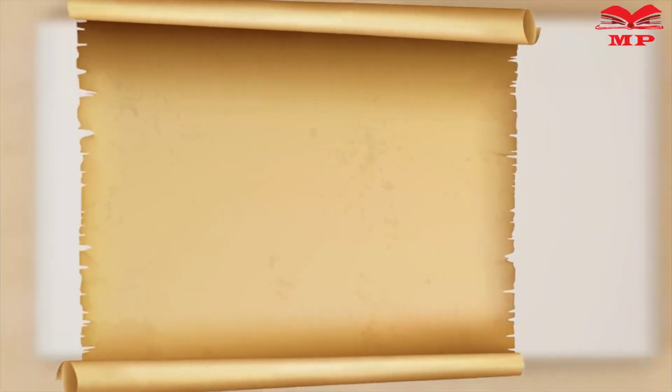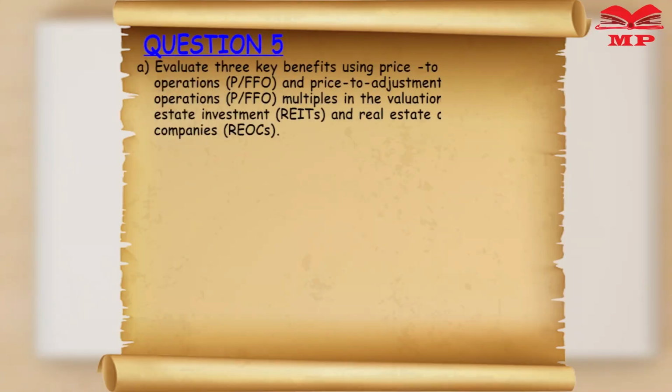We are looking at question 5 of November 2015. It reads as follows. Part A, evaluate 3 key benefits of using price to funds from operations and price to adjusted funds from operations (P/FFO) multiples in valuation of real estate investment trusts and real estate operating companies, REOCs there. So we can say the following.